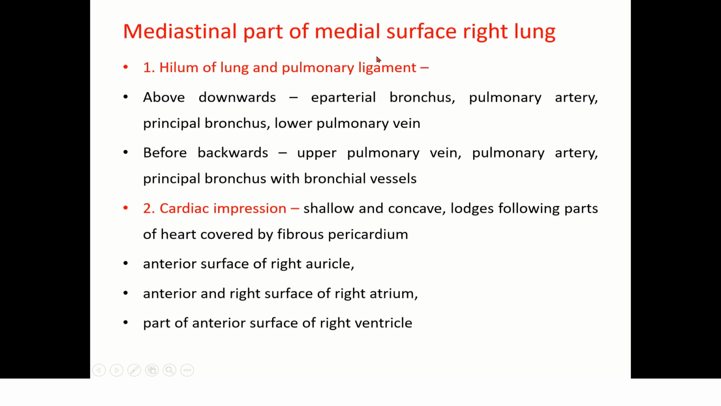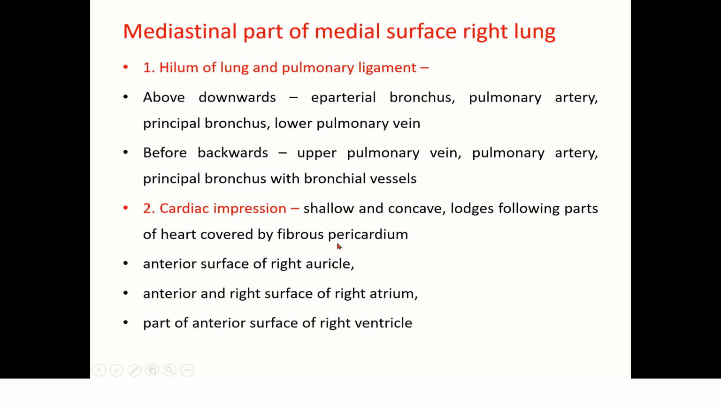So the mediastinal part of the medial surface of the right lung. First one will be the hilum of the lung and pulmonary ligament. Above downwards in the hilum, there will be the eparterial bronchus, pulmonary artery, principal bronchus and lower pulmonary vein. Before backwards, it will be upper pulmonary vein, pulmonary artery and principal bronchus with bronchial vessels.